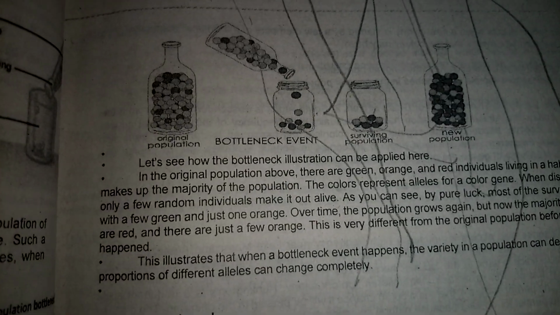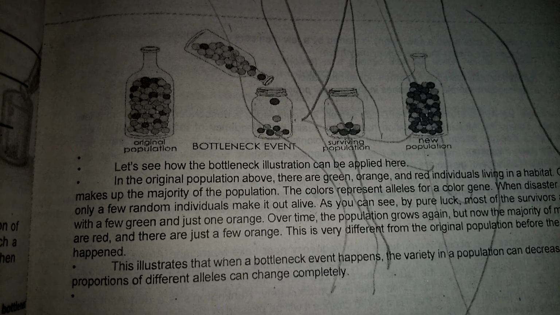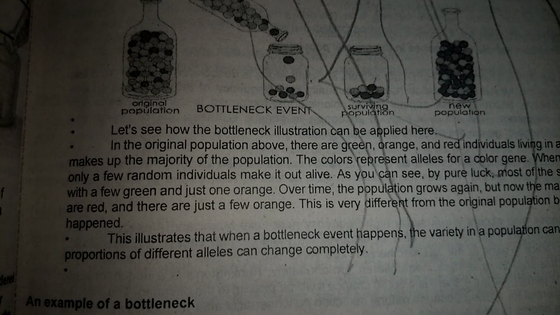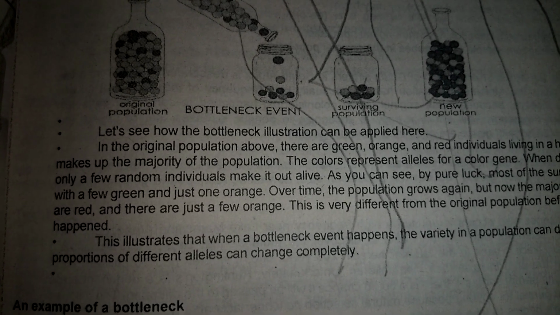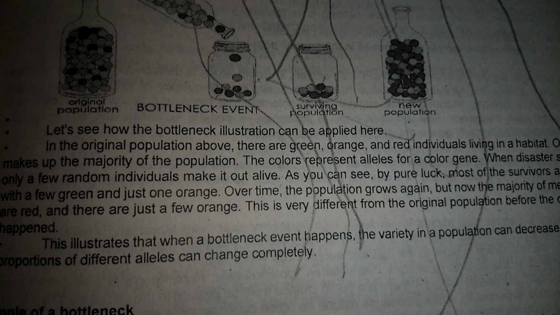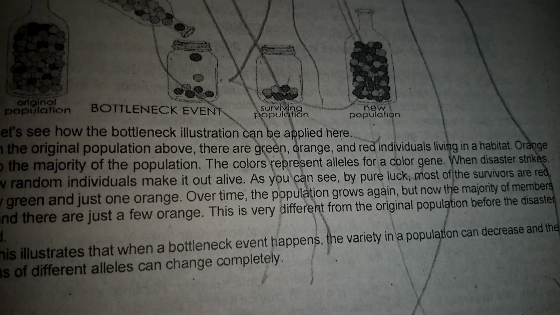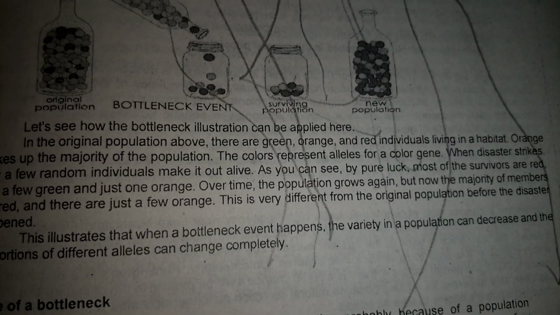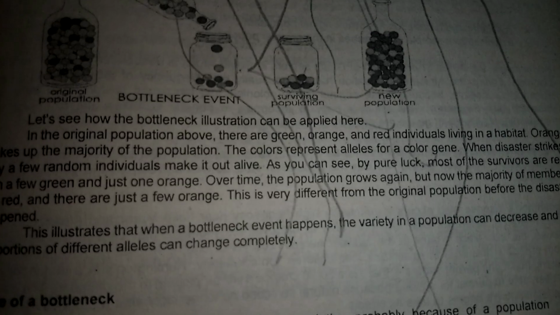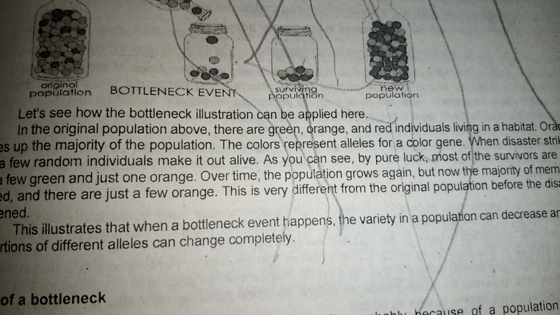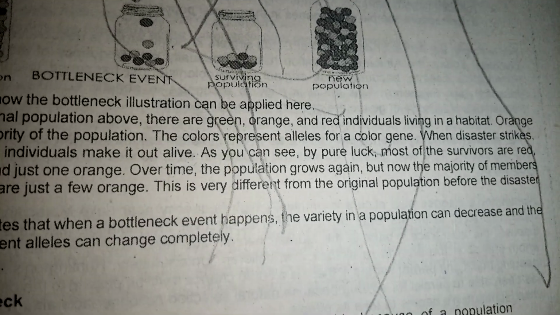If you see the picture, there is the original population, the bottleneck effect, the surviving population, and the new population. Let's see how the bottleneck illustration can be applied here. In the original population above, there are green, orange, and red individuals living in a habitat. There is a majority of certain colors in the population. These colors represent alleles for a color gene.